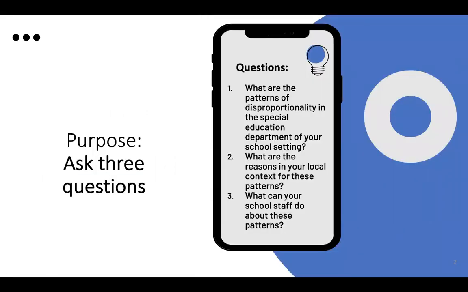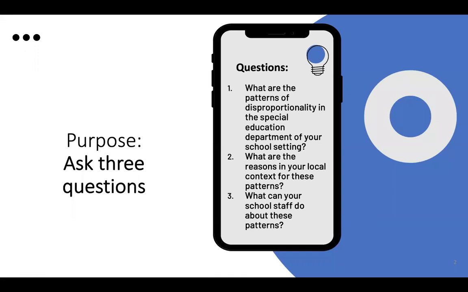The purpose of this tool is to ask three questions and to lend school districts who want to ask the same. That is, what are the patterns of disproportionality in the special education department of your school setting? What are the reasons in your local context for these patterns? And what can your school staff do about these patterns?